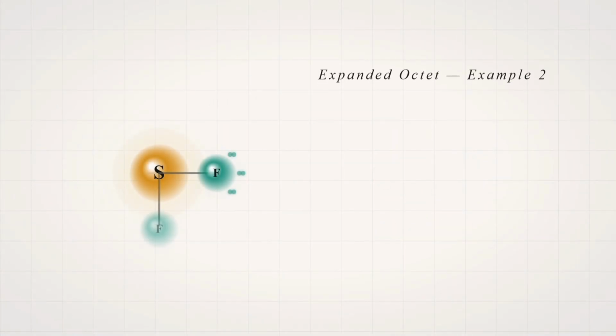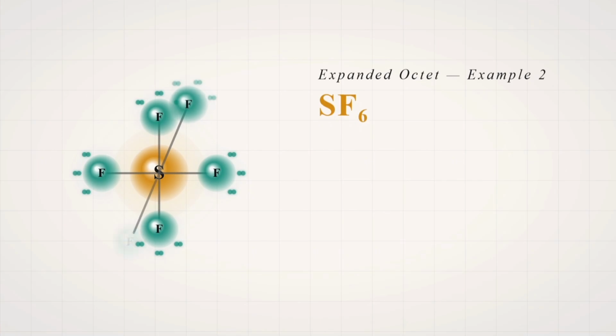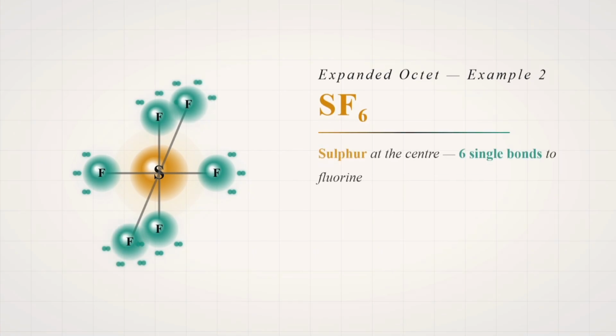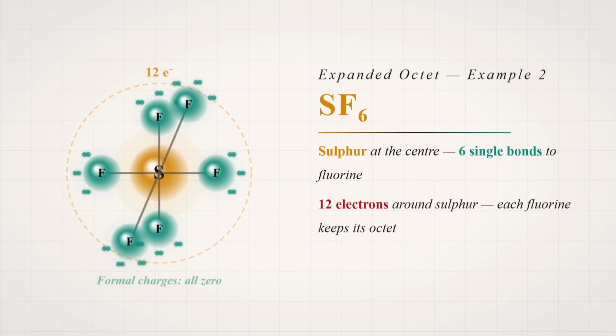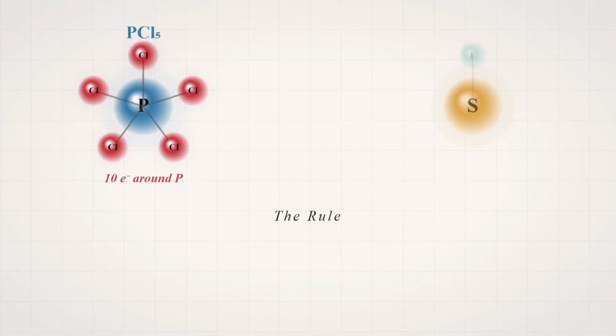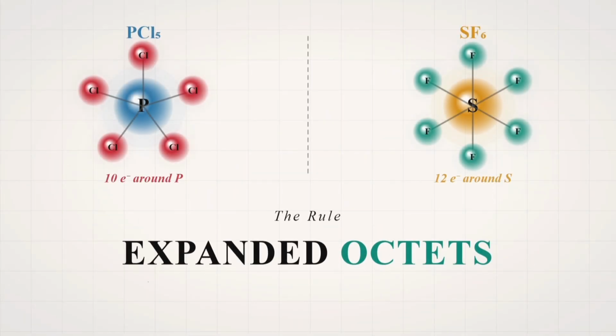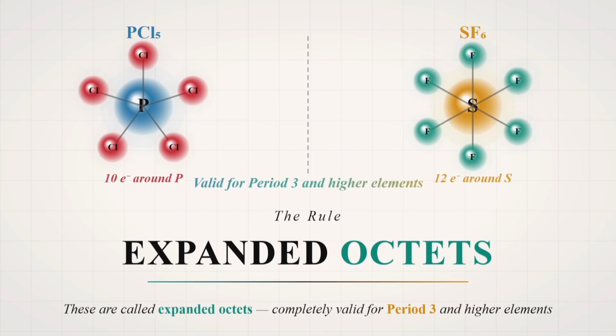Sulfur hexafluoride, SF6, has 12. Sulfur is at the center with 6 single bonds to fluorine, 12 electrons around sulfur. Each fluorine still has its octet. Formal charges all 0. Valid. These are called expanded octets, and they're completely valid for period 3 and higher elements.